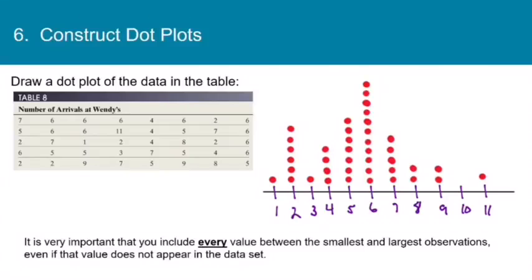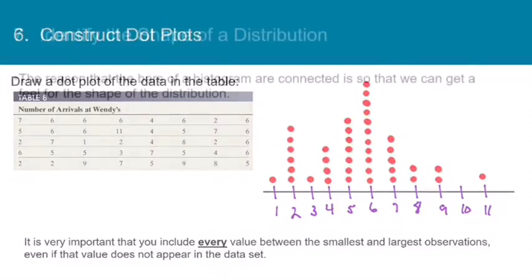Now, it's very important that you include every value between the smallest and largest observations, even if that value does not appear in the number set. We just cannot leave numbers off of the number line. If that number is there and it has no dots, that means that class is empty. That information is just as important as knowing that there are lots of dots in a particular class. So never leave a number out just because it's blank.